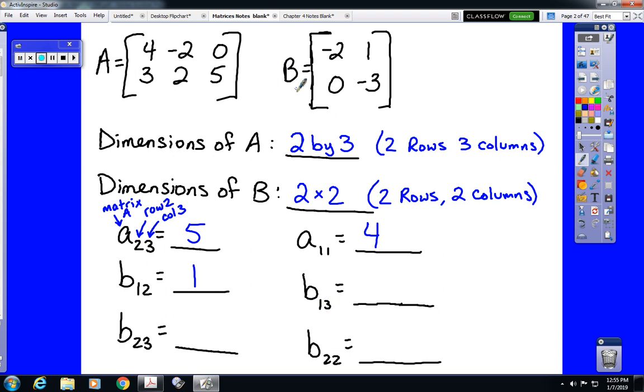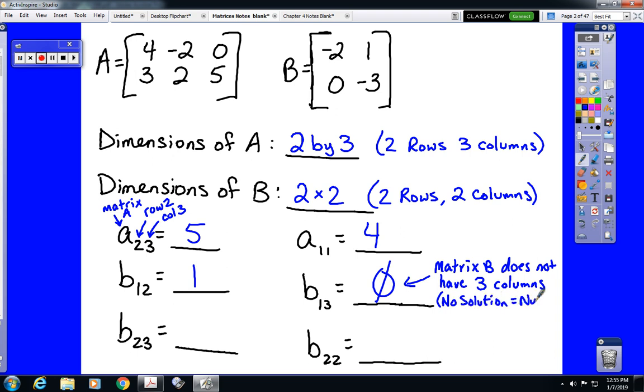Let's go to matrix B, we locate row 1, but there is no column 3. It does not exist. If it doesn't exist, then we answer with the null symbol. Remember, in this case, matrix B does not have 3 columns. So this answer does not exist, which means that we are giving the null symbol, or empty set.